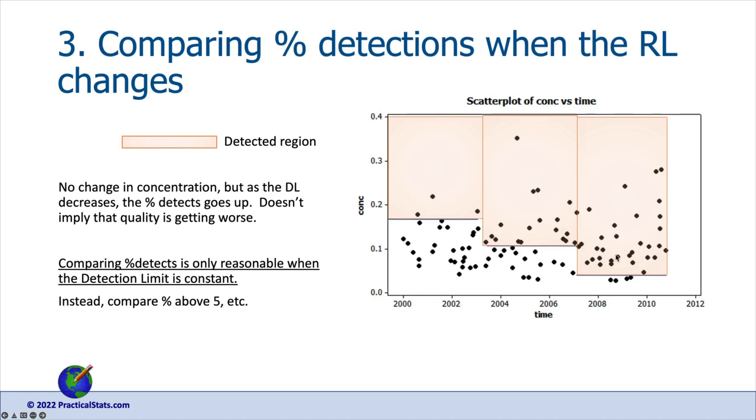So there's no use in using the measure called percent detections when the definition of detection changes, when the detection limits go down or up or differ by different laboratories, etc., for any of the many causes that can change your eventual detection limit, dilutions in the lab and other things. If that's the case, you can't talk about percent detects. It's a lot better to talk about percent of your data above 0.3 or 0.2 or something like that. So comparing percent detects is only reasonable when the detection limit is constant.